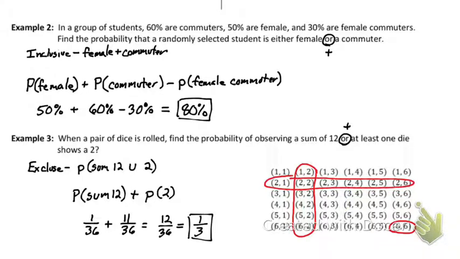I want us all to stop here for a second. Think of a way that I could change this number that would make this an inclusive event. What could I change this number to? So I'm adding two things together. Right now, if I add them to 12, they aren't inclusive. What could I change this 12 to that would make this mutually inclusive? What would make this mutually inclusive? Rose?